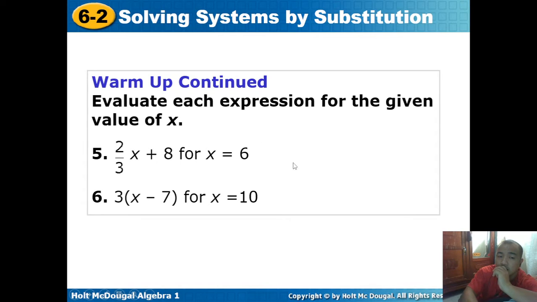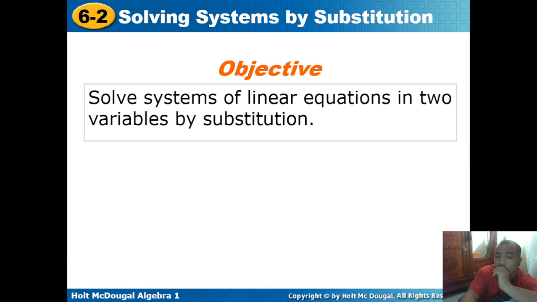Evaluate each expression for the given value of x. Substitute x here. Is your answer for number 5? 12. Yes. 4 plus 2. How about here? If x is 10, what is the value? 9, diba? 9. Yeah. 3 times 3 equals 9.